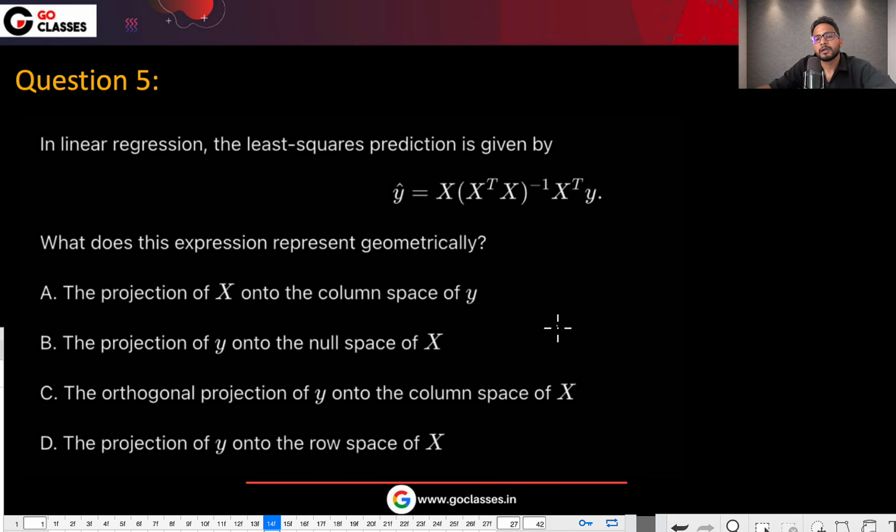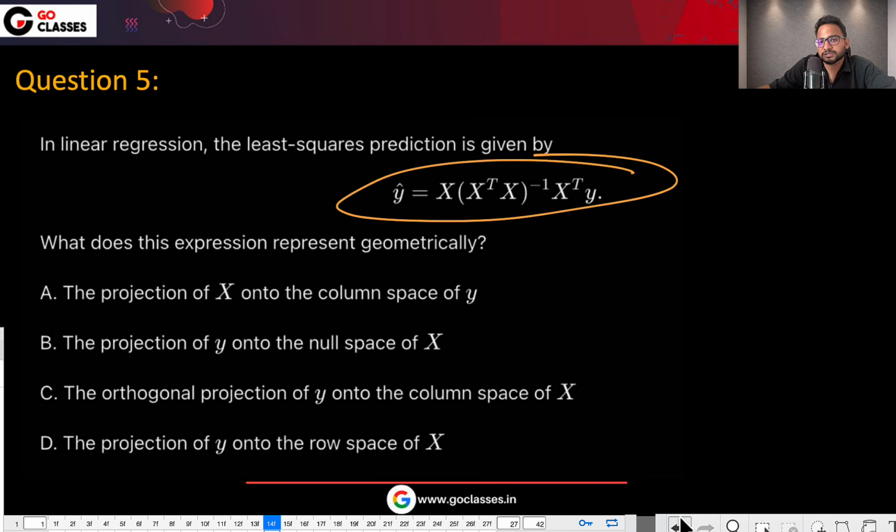Understood? Now let's solve this question. In this question they are saying this thing is given to you and they are asking what is this thing, right?